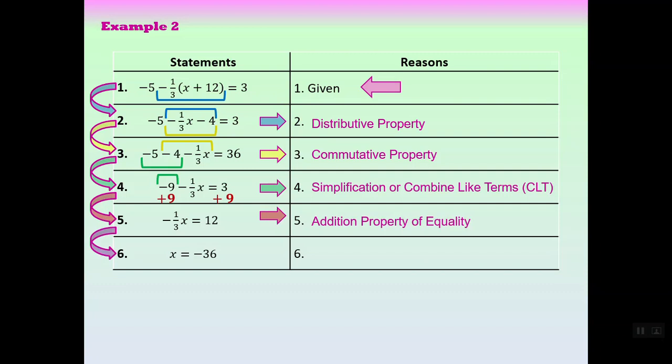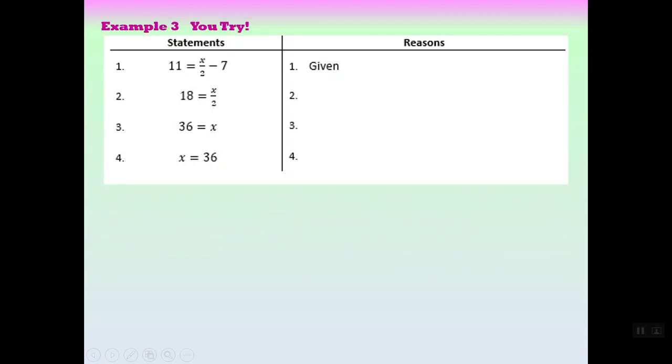To go from step 5 to step 6, we have multiplied each side of that equation by negative 3. As long as we're doing it to both sides of the equation, it still maintains the equality, and the reason for that is the multiplication property of equality. And that's it.